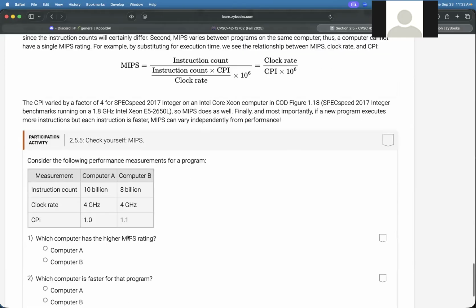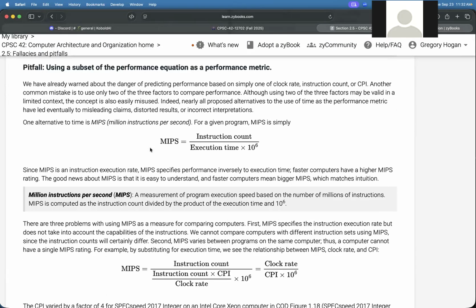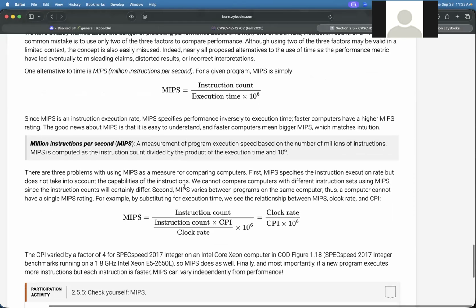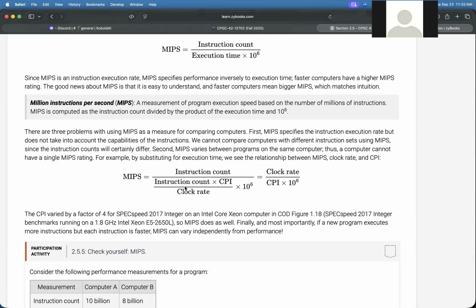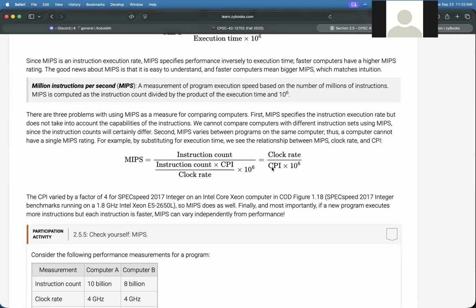Okay. MIPS. This is an old measurement for performance of a computer. MIPS, millions of instructions per second. And so they have a formula here. You've seen some formulas like this in other sections. So it's the clock rate, which would be the speed that the CPU is running. And then you can divide by the CPI, right?